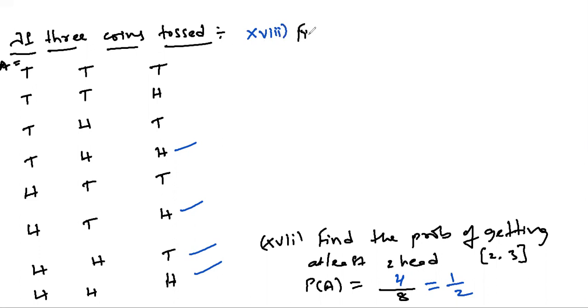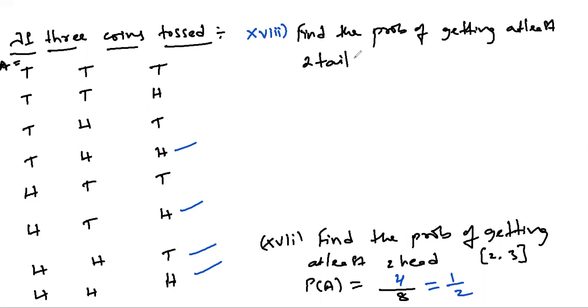Find the probability of getting at least two tails. P of A is equal to, for two heads how you got, similarly you will get for tails also. That means 4 out of 8 is equal to 1 by 2.